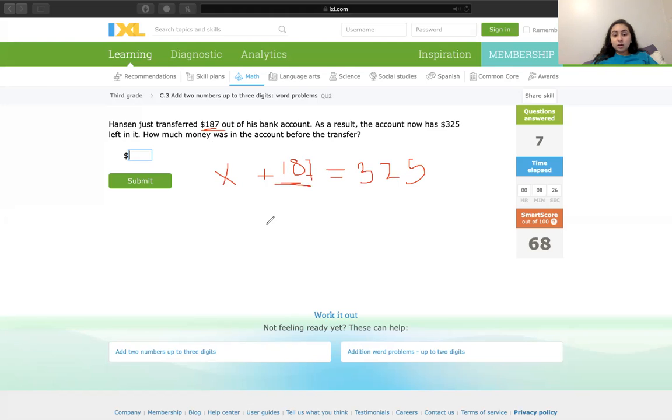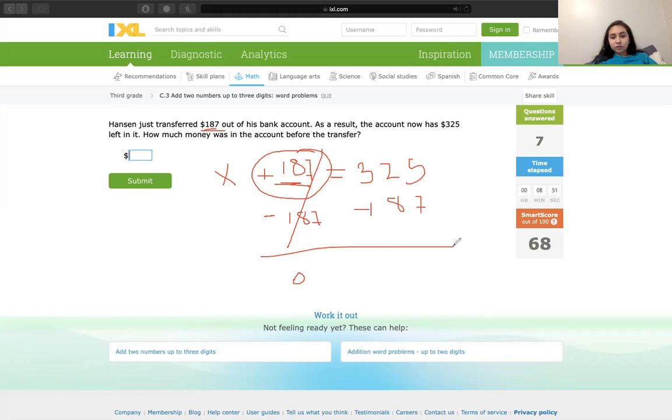So what we have to do instead of adding is subtracting. So how do we take this number away from here? It's a plus sign, right? So we're going to have to do the opposite. We're going to subtract 187 from here, and we're going to subtract 187 from here. 187 minus 187 is just 0.